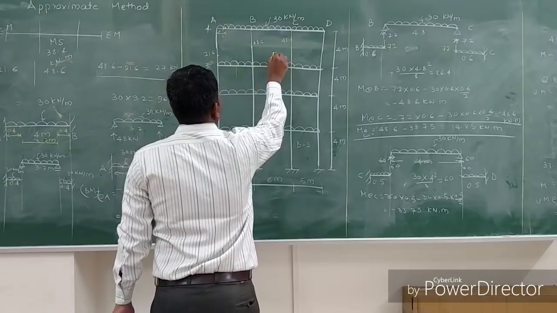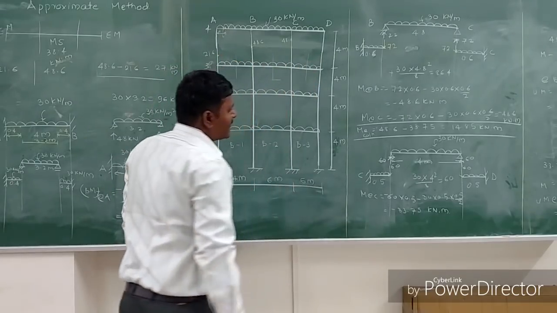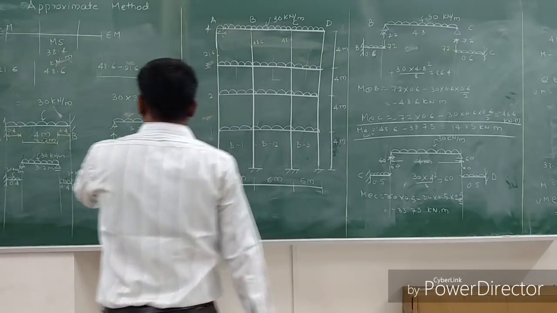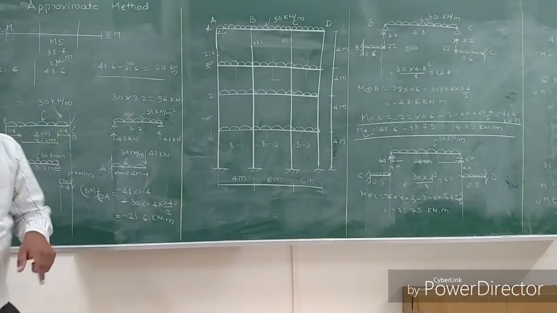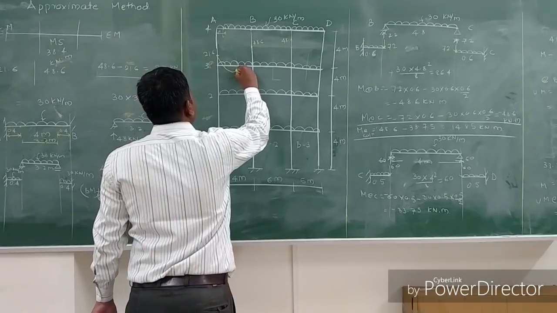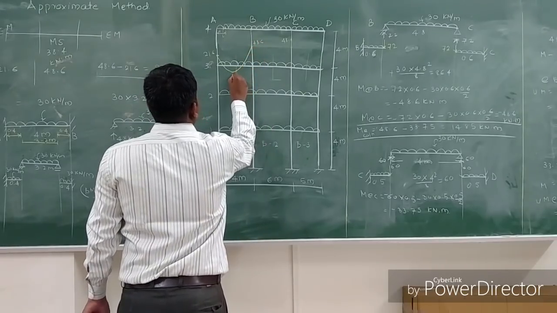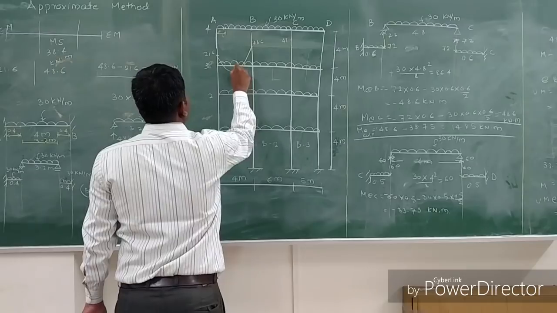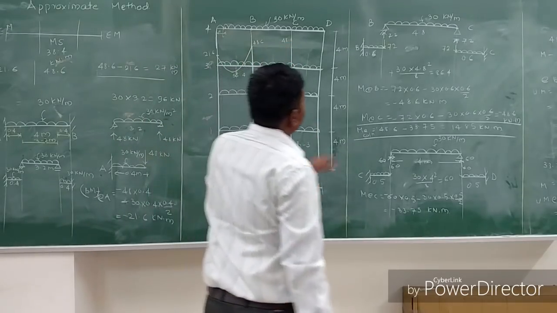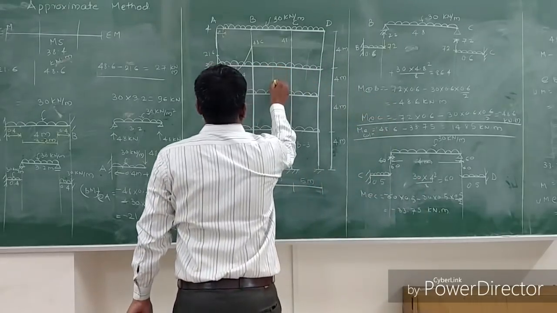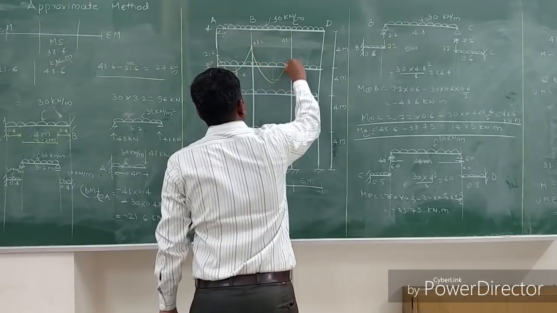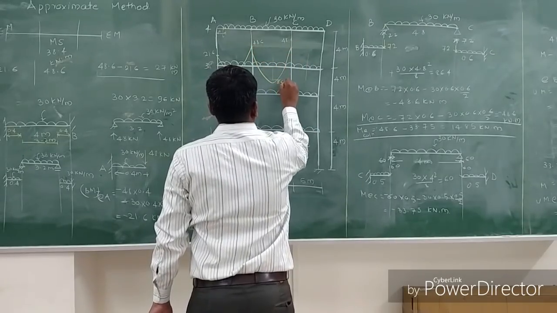Now midspan bending moments also we know. The midspan bending moment for AB beam is 38.4. So I will draw it like this. This is nothing but 38.4, which is acting at midspan. Then we have BC member. So BC member midspan bending moment is 86 point something, so it is 86.4. So we'll draw it like this. This bending moment is 86.4.